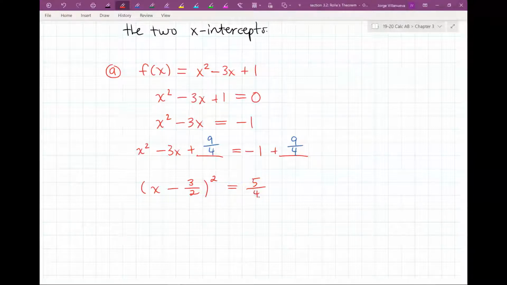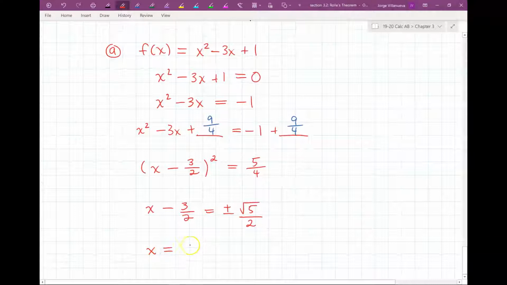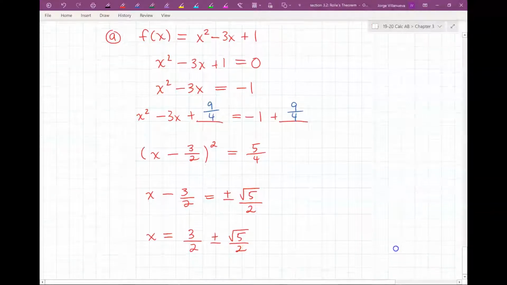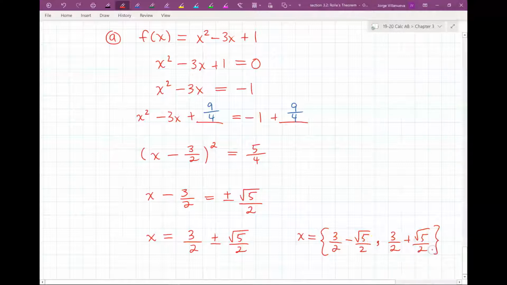Now to solve for x, I'm going to have to take the square root of both sides and then add 3/2. So we take the square root of both sides. We get x minus 3/2 equals plus or minus the square root of 5 over 2. Now let's move the 3/2 over and we have our x-intercepts. x equals 3/2 plus or minus radical 5 over 2. So they want us to find the two x-intercepts. Here they are. I'm going to write them down: 3/2 minus radical 5 over 2 and 3/2 plus radical 5 over 2.